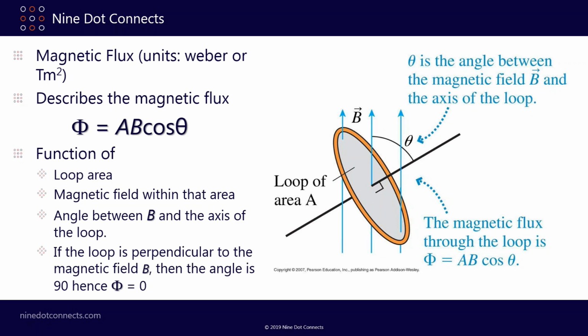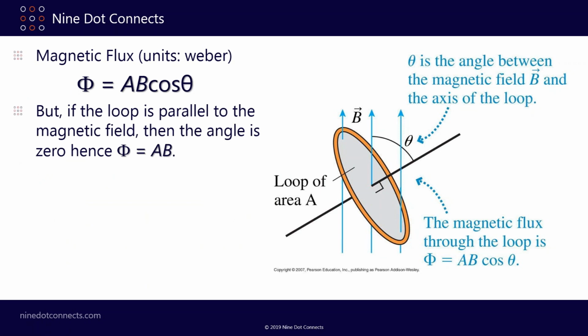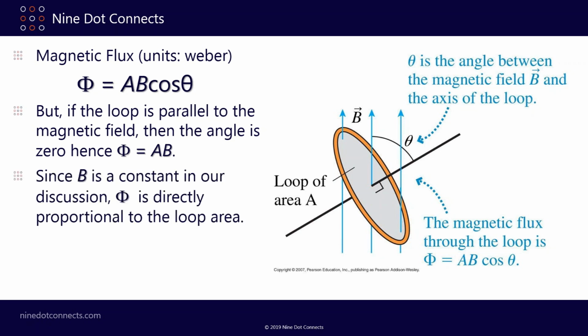So let's give an example. If the loop is perpendicular to that magnetic field, in other words, the loop is sitting in this direction and this black line was horizontal, then the B field is not going to be going through the loop, which makes sense. So this angle is 90 degrees. Well, the cosine of 90 degrees is 0, which means phi is 0. There's no magnetic flux. But if the loop is parallel to the magnetic field, then that angle is 0. Now phi is only dependent upon the loop area and the B field within the loop area.